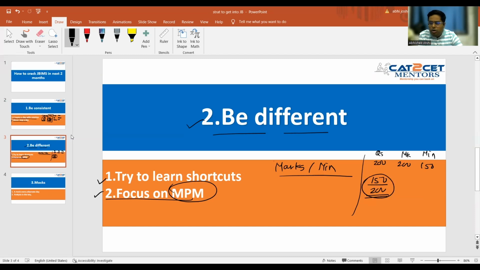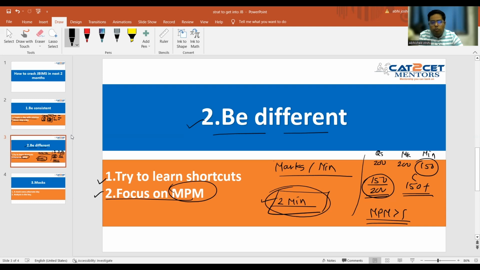That's why, in order to get 150 plus marks, you should solve one question in a minute. And that's why the MPM should always be greater than 1. For example, if for a particular question you are taking around 2 minutes to solve it, you just ended up wasting one more extra minute. That is something that you need to avoid. So in order to get a good score, you should always check your MPM.